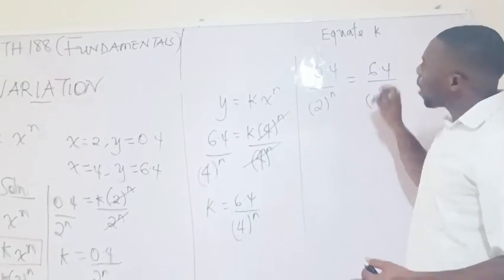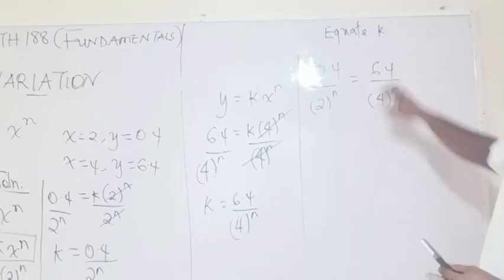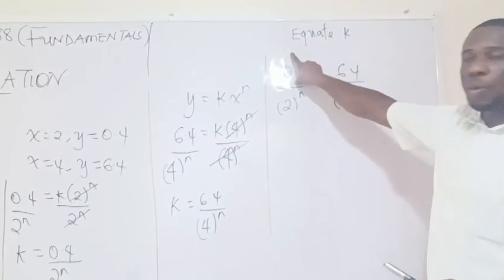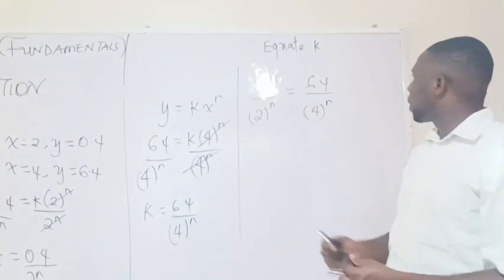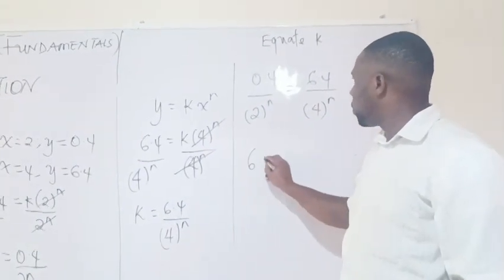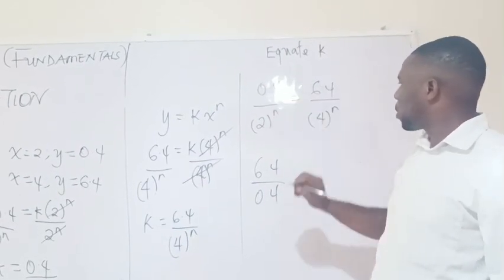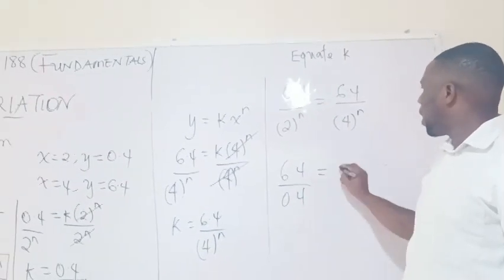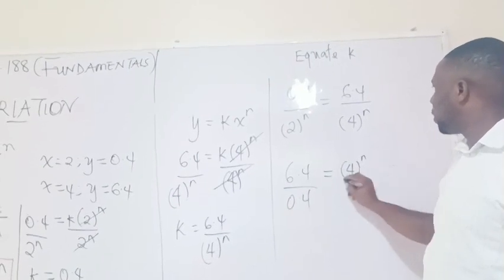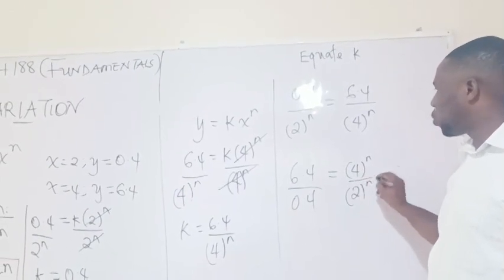So now I could alternate this. I could divide 6.4 by 0.4 and divide this term by this term. So this boils down to be 6.4 over 0.4, this over this, that I've alternated, and I have 4 raised to power n divided by 2 raised to power n.